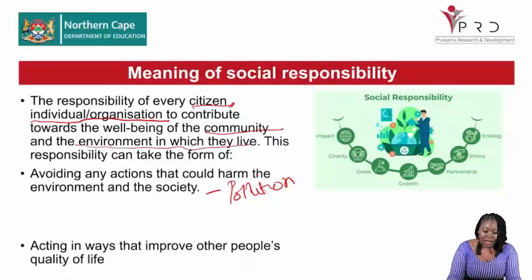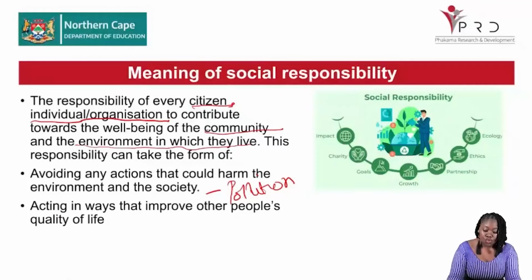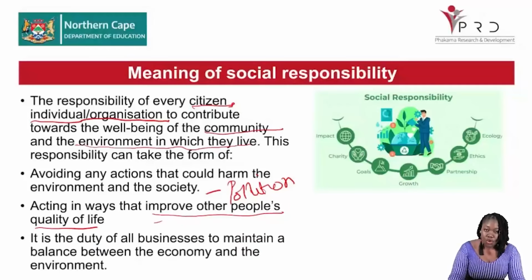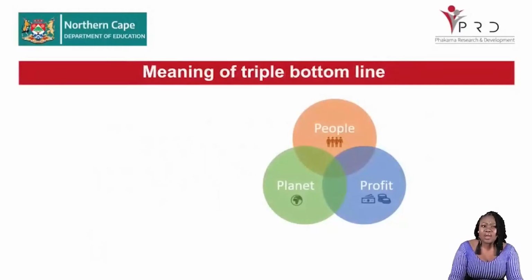Okay, and then another thing that we can do, social responsibility takes the form of acting in ways that improve other people's quality of life. Okay, it is also a duty of all businesses to maintain a balance between the economy and the environment. Right, then we have the triple bottom line. Now let's look at the triple bottom line.